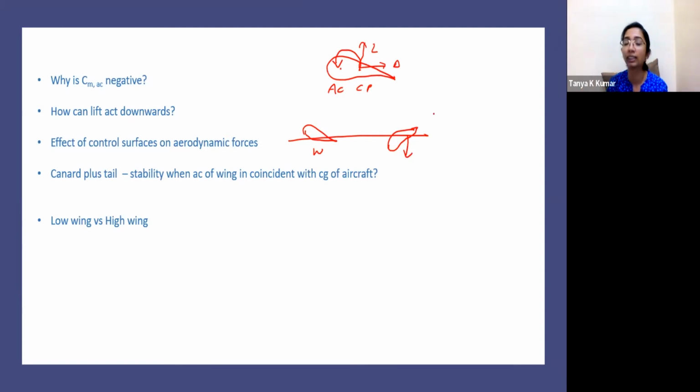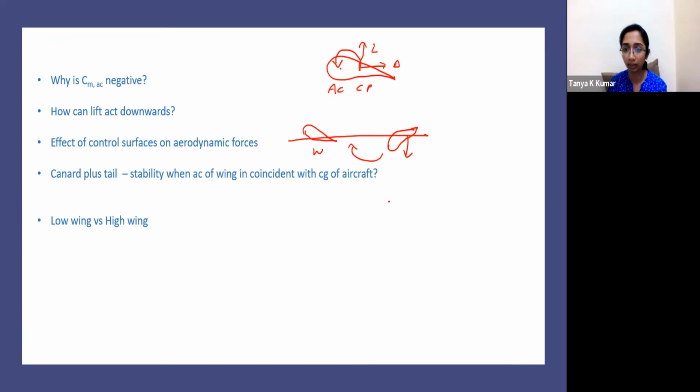But Sir was discussing this with respect to the tail, and he mentioned that due to the negative tail setting angle, the total force generated would be downwards and would produce a pitch up moment here at the CG. Next question was, what are the effective control surfaces on aerodynamic forces?